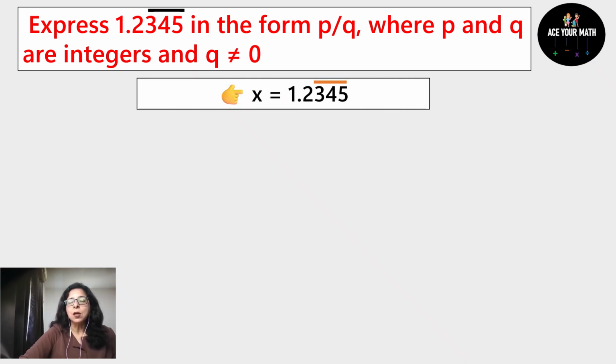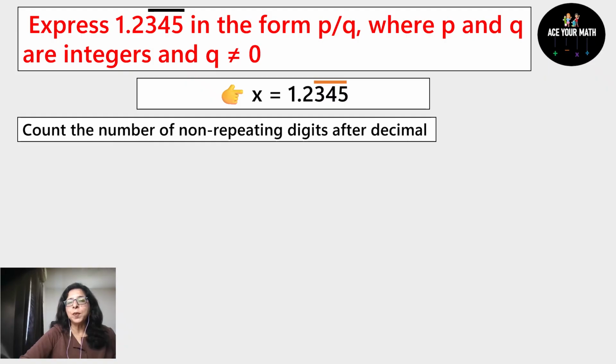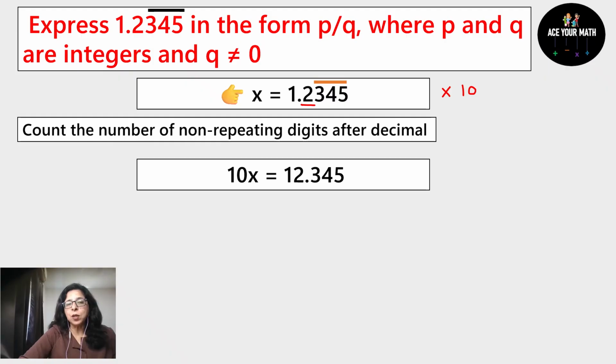345 is repeating. Now you will see how many digits are there after the decimal which are non-repeating. So in this question, there is only one digit, that is 2, which is non-repeating. So you will multiply this equation by 1 and then a 0, so by 10 only. When you multiply the given equation by 10 on both sides, the left hand side will become 10x, and on the right hand side the decimal will shift by one place because you have multiplied it by 10. So it will become 12.345 bar, and now you can call it equation 1.